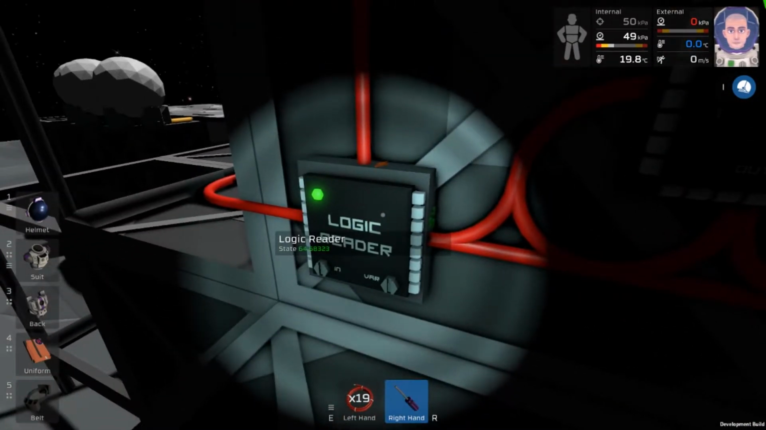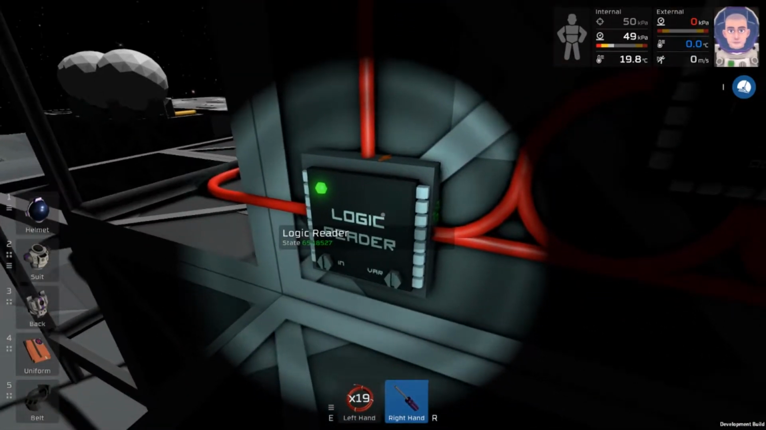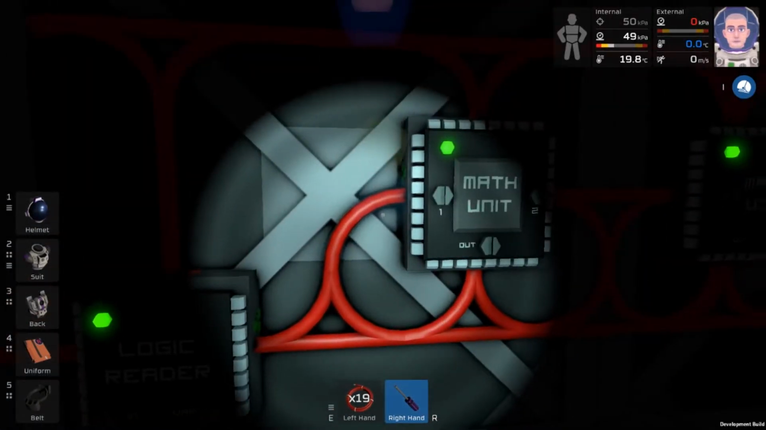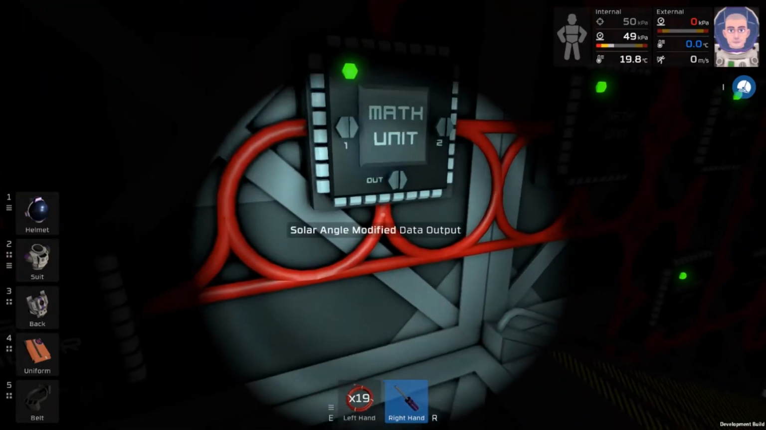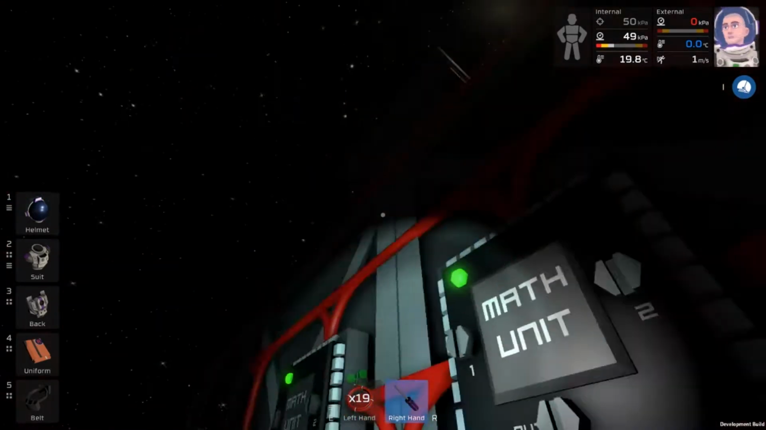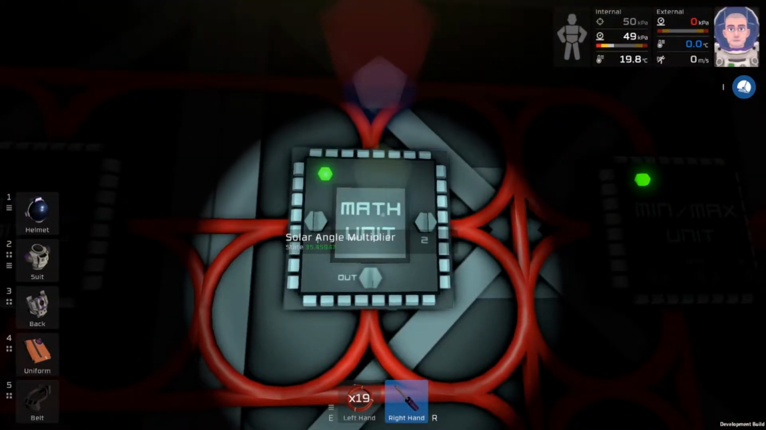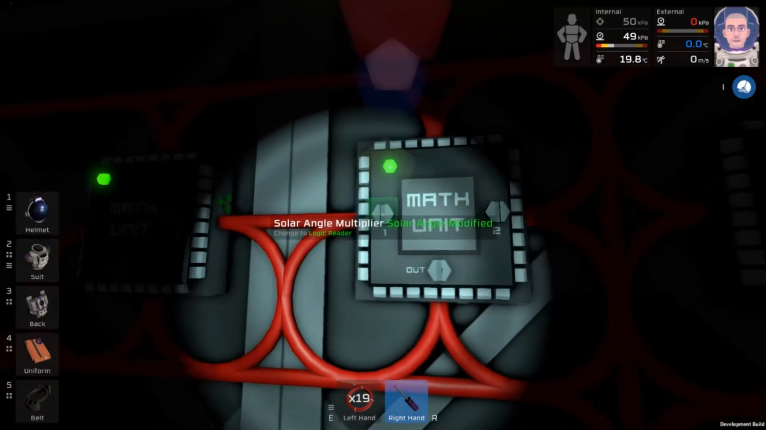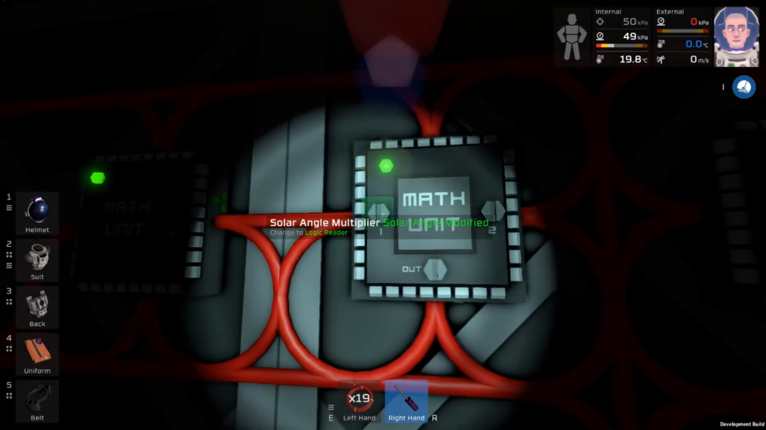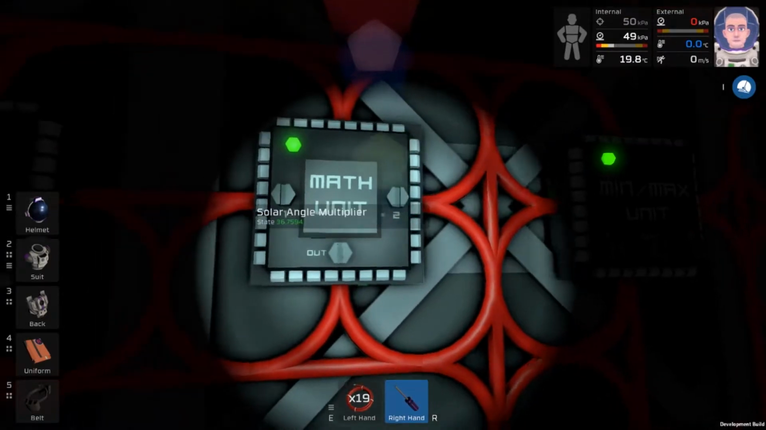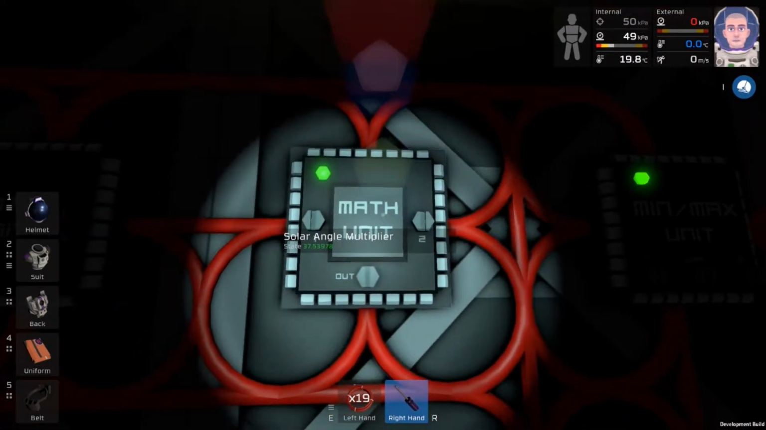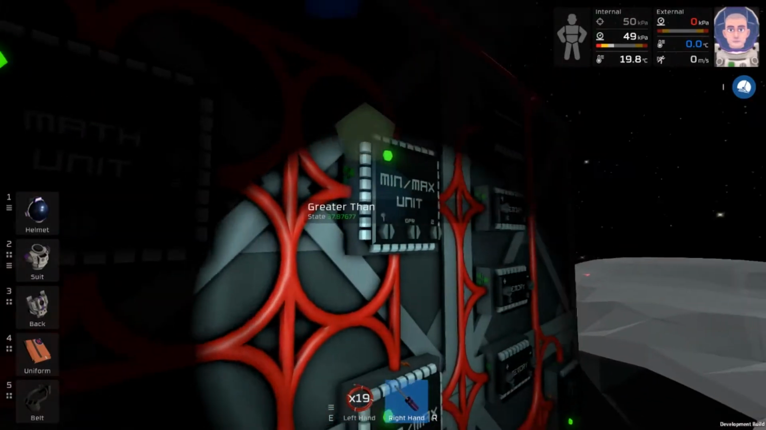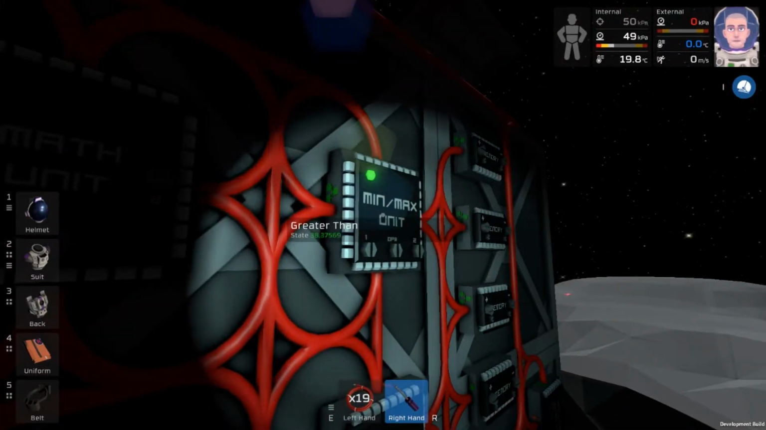So, this comes straight out of our daylight sensor, and it gives us our solar angle. And that solar angle is put into here, and then we drop 15 off of it, and we output that to our math unit here, which multiplies our modified solar angle times 0.666. Once it gets that, and it's 2/3, it sends it over to our min-max unit that checks that it's greater than 0.